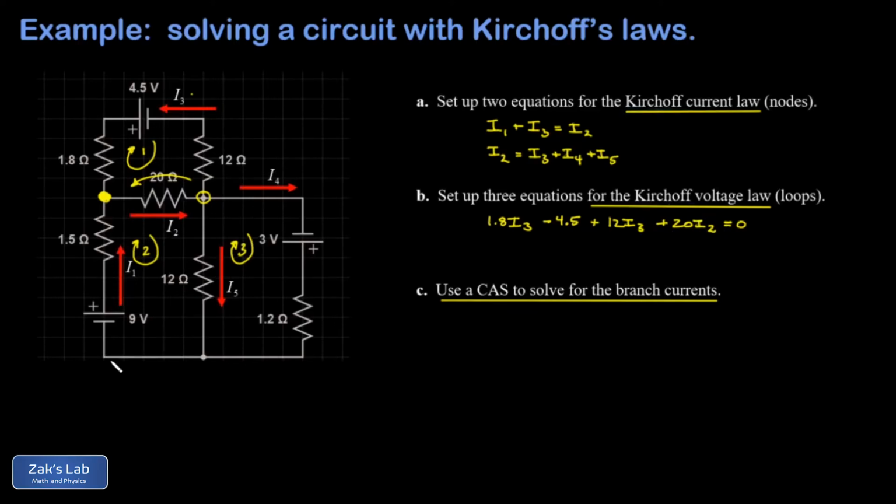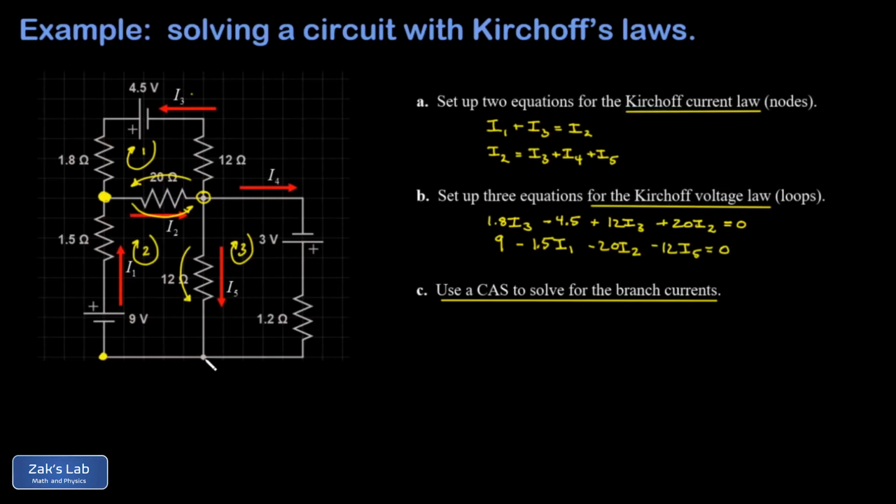Then we move on to loop number 2, and I'm going to start this one at the lower left corner as well. And the first thing I cross over is the 9 volt power source from the negative to positive terminal, so I get 9 positive. Then I cross over a 1.5 ohm resistor in the same direction as I1, so that's a voltage drop. I get minus 1.5 I1. Then over the 20 ohm resistor in the same direction as I2, so that's a minus 20 I2. And finally over the 12 ohm resistor in the same direction as I5, so I get a minus 12 I5, and that's equal to 0.